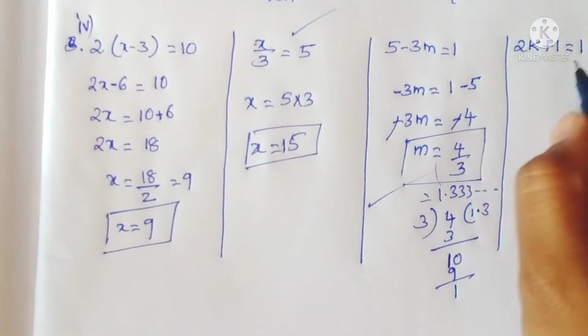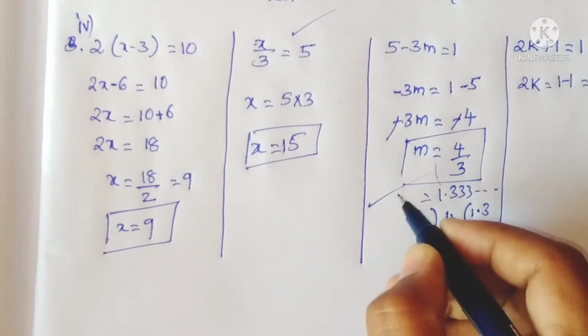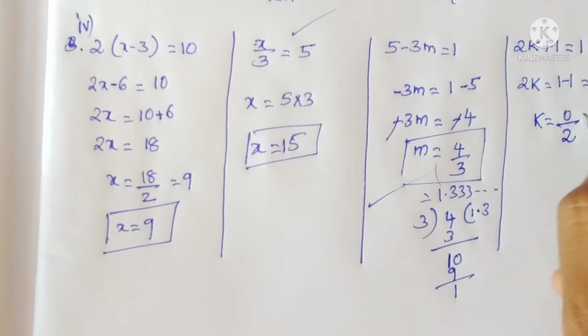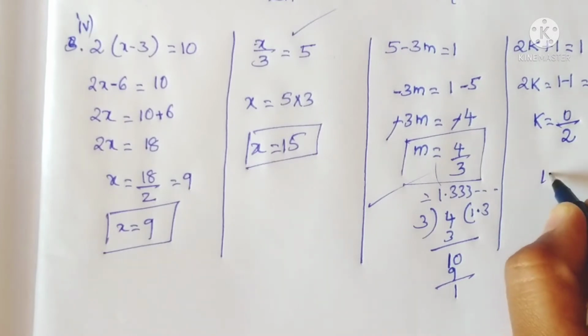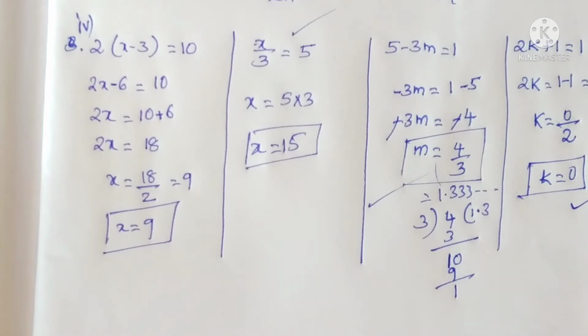So similarly, we'll check this also. 2k equals 1 minus 1. 1 minus 1 is 0. k equals 0 by 2. 0 by something is 0 only. Here k equals 0. 0 is an integer. So here option C is the correct one.